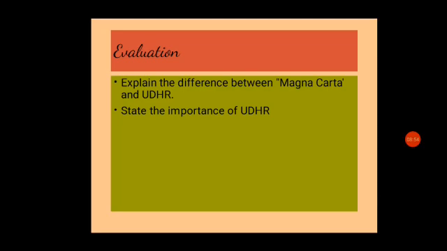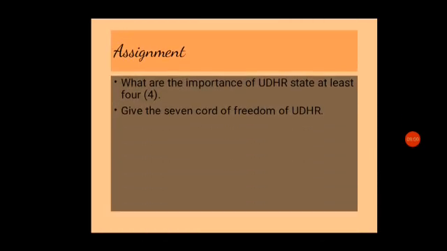I believe with all this and your further studies, you will be able to understand the topic more. Now for your assignment: first, mention the importance of UDHR, at least 4 of them. Then the second one, you have to do research on your own. Give the 7 codes of freedom of the Universal Declaration of Human Rights. What are those 7 codes in the Universal Declaration of Human Rights?